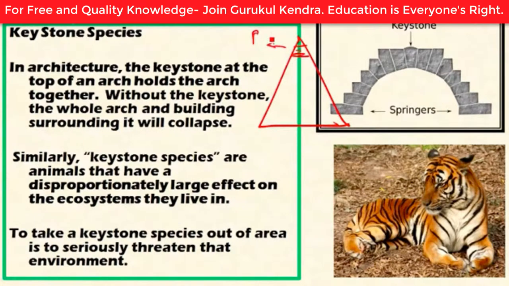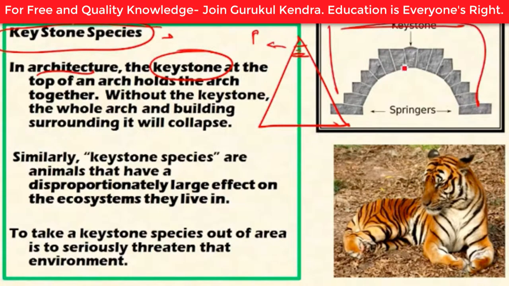Also, the tiger is one of the keystone species. In architecture, there is a concept called keystone. This keystone supports the entire arch and the surrounding structure of the building. So this is the keystone. If you remove this keystone, the entire arch along with the surrounding building structure would collapse. So this provides stability to the structure.